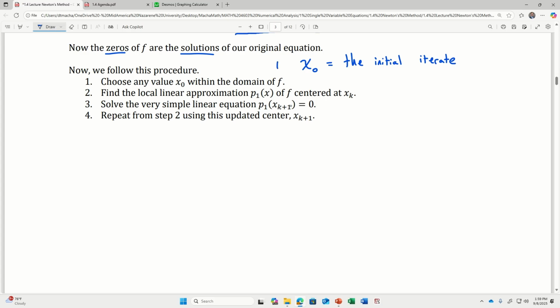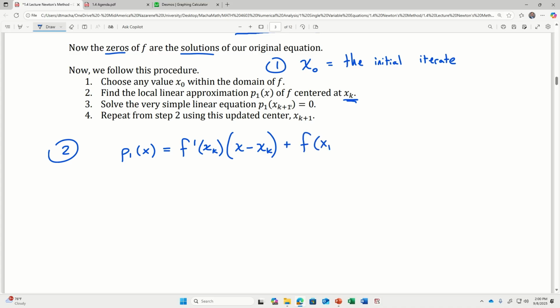Again, step number 1, you specify an initial iterate. Step number 2, my local linear approximation, P1 of x, or my tangent line approximation is this. It's f prime of xk, right? Or we could have said c for center, but I said it's going to be centered at this xk value, times x minus xk plus f of xk.